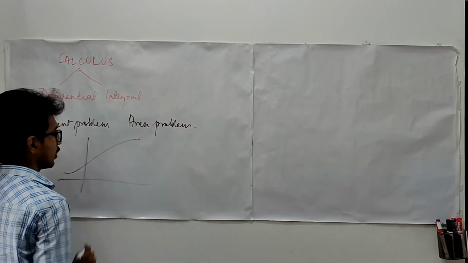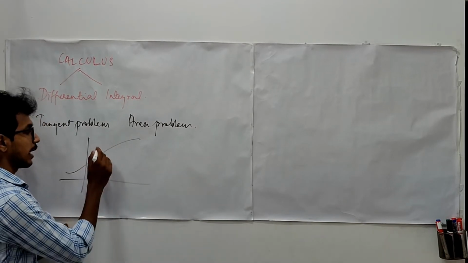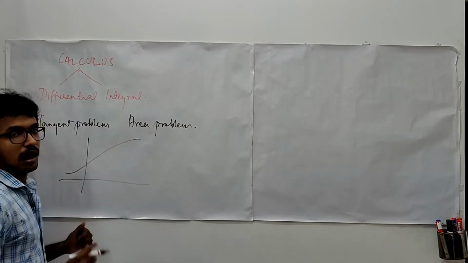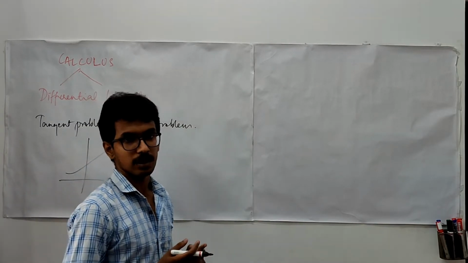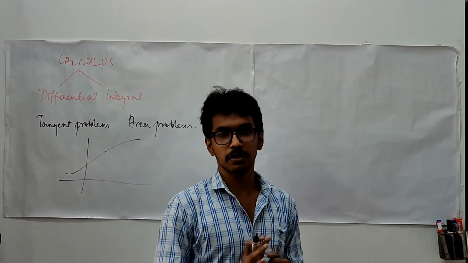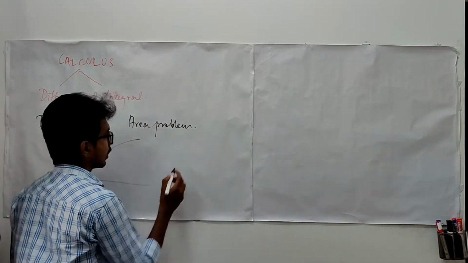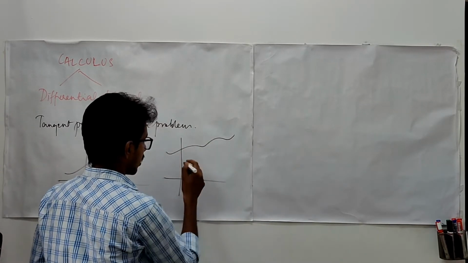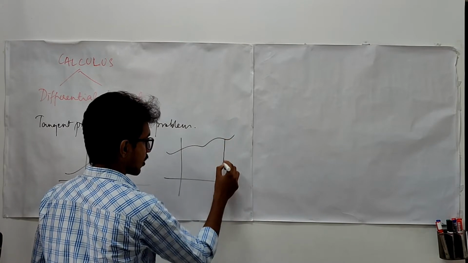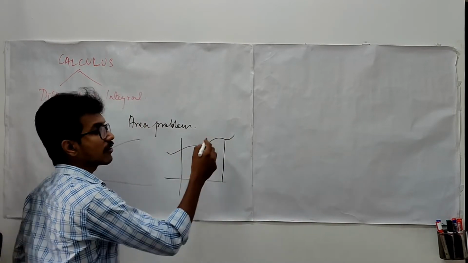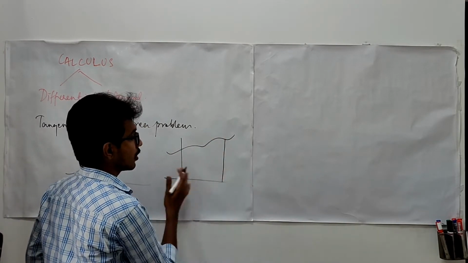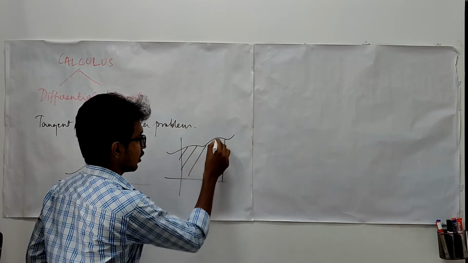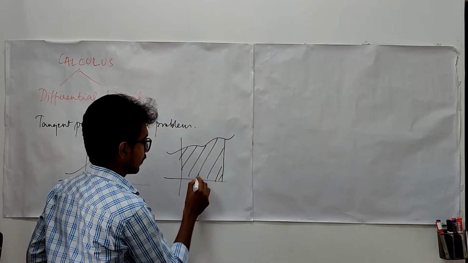Suppose you have a curve and you have to find out the tangent at a particular point. How are we going to find it? Right? This is the basic tangent problem that we have. And the area problem is all about finding the area of a region under a particular curve in the given region. That is, we need to identify this area.